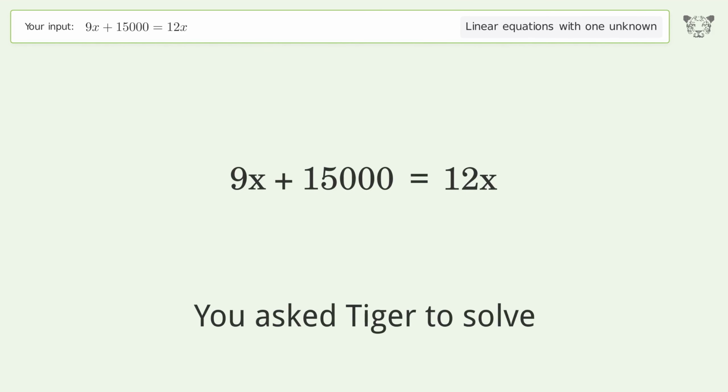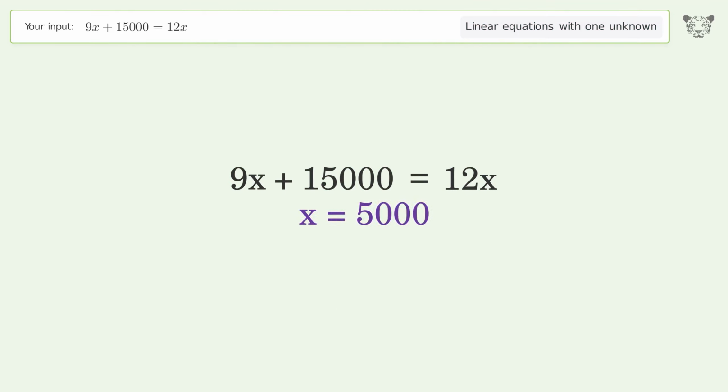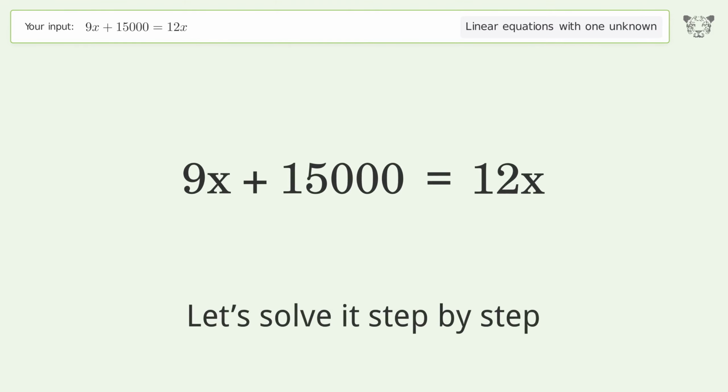You ask Tiger to solve. This deals with linear equations with one unknown. The final result is x equals 5000. Let's solve it step by step.